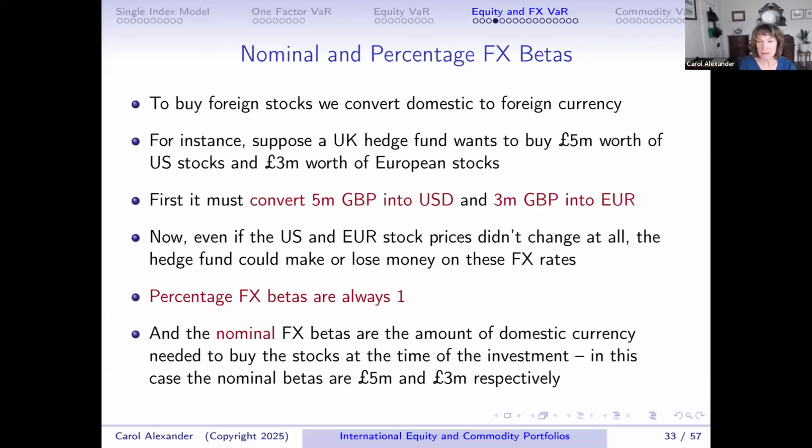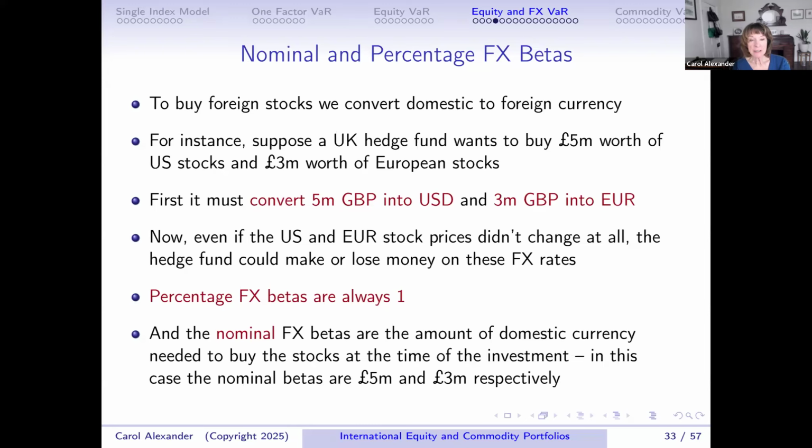What on? So consider the case where a UK hedge fund wants to buy £5 million worth of US stocks and £3 million worth of European stocks. Well, in order to buy those stocks, they must first convert GBP into USD, 5 million of it, and 3 million GBP needs to be converted into EUR. So we need to make those transactions first.